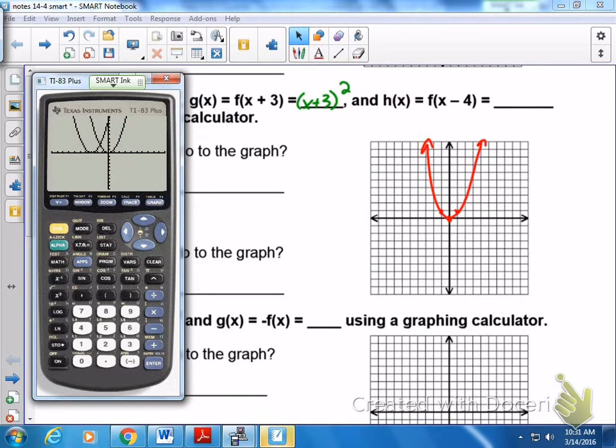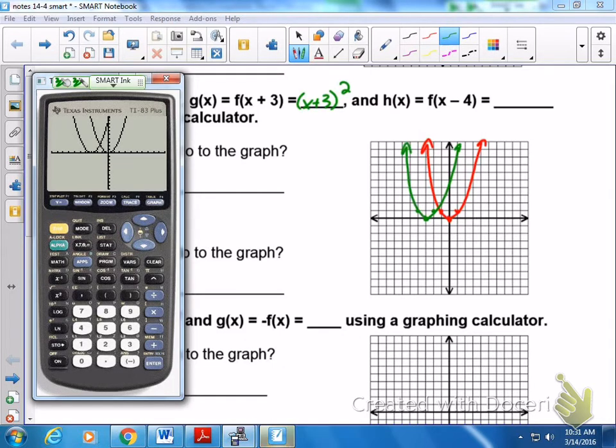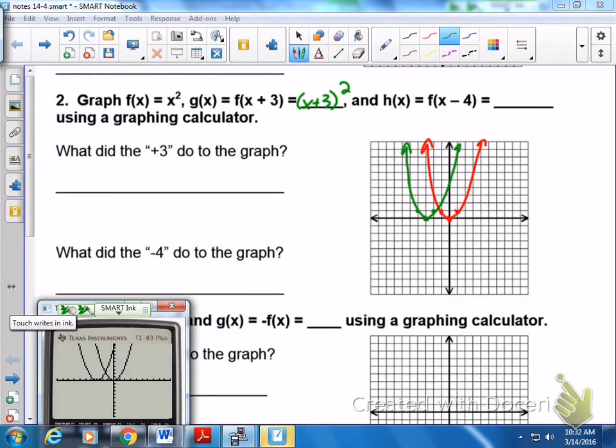Now if I look at this one, it shifted left. Its new vertex is at negative 3, 0. I go over 1, up 1 on both sides, and now I can sketch it. So this time I was putting my plus 3 or my number inside the parentheses. Instead of up or down, it shifted left and right. So it says, what does plus 3 do to the graph? It's a shift left 3.